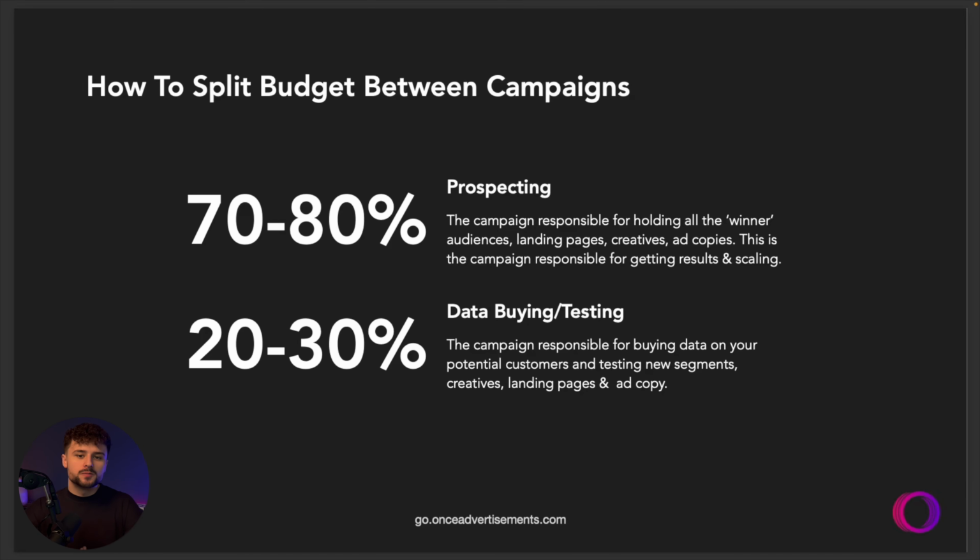Now, when it comes to prospecting campaigns, there are new rules for it. It should be set as high and for as long as it is bringing in sales profitably. Now, we do like to keep prospecting campaigns at 70 to 80% of the overall account budget, and then the other 20 to 30% goes to the data buying campaigns.